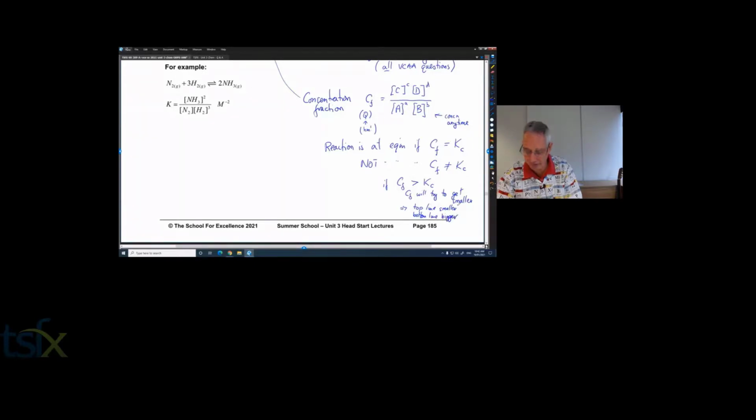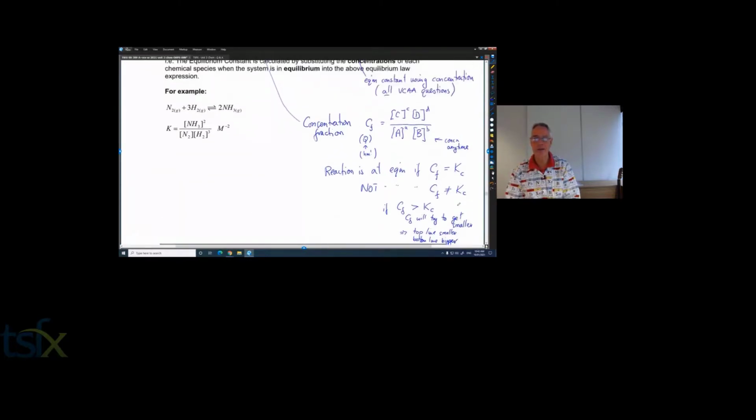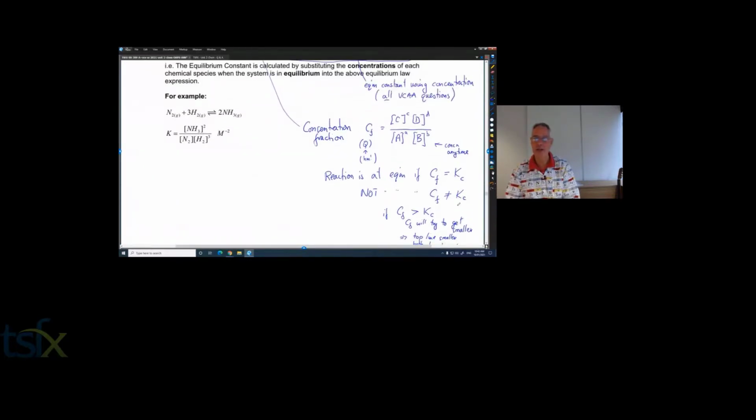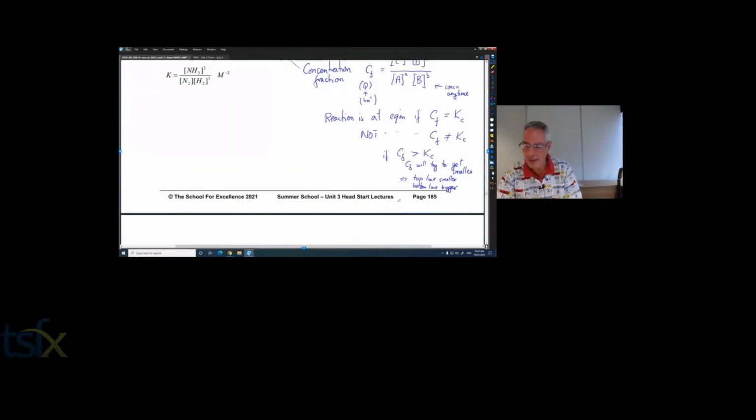Now, think of the significance of that. For the top line to get smaller, the concentrations of C and D have to go down, and A and B have to get bigger. Now, how could that happen? That would imply the back reaction would be favoured. Because if you favour the back reaction, you're going to get more A and B. That's going to make your bottom line bigger. And you're going to get less C and D. That's going to make your top line smaller.